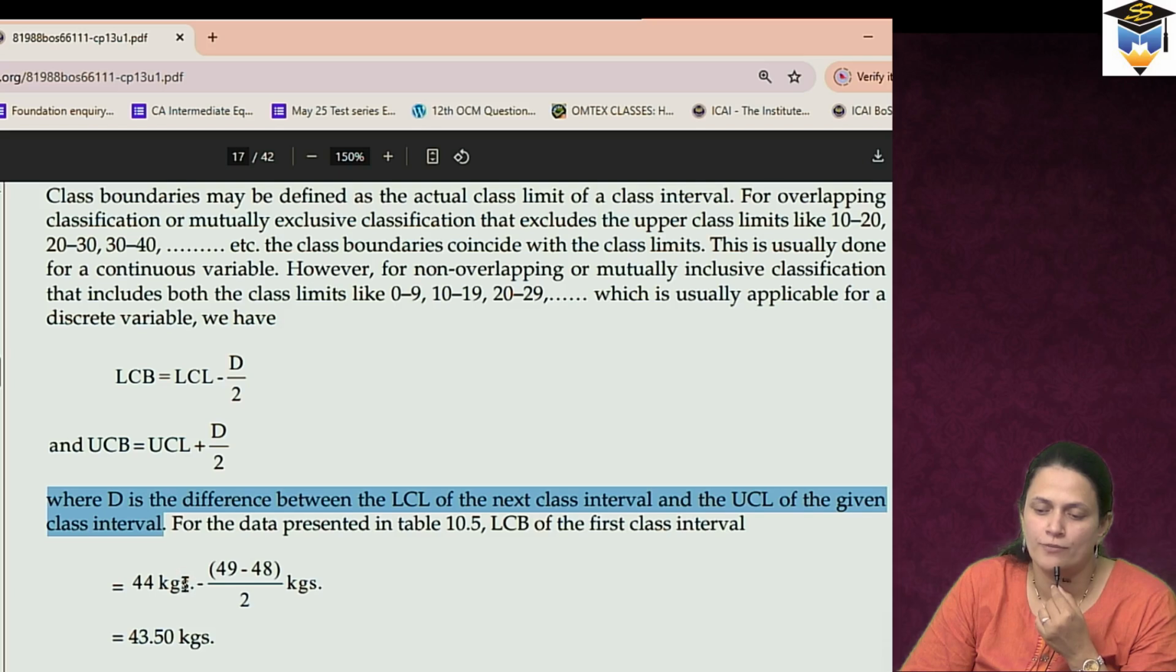So check this: 44 minus (49 minus 48) upon 2 kgs. Answer is 43.50 kg.